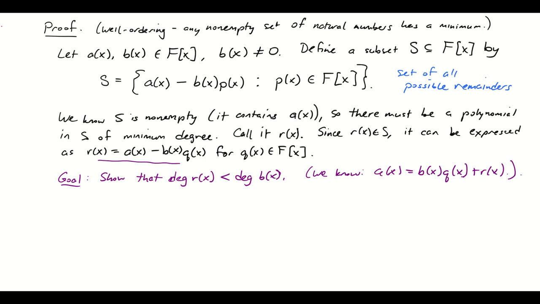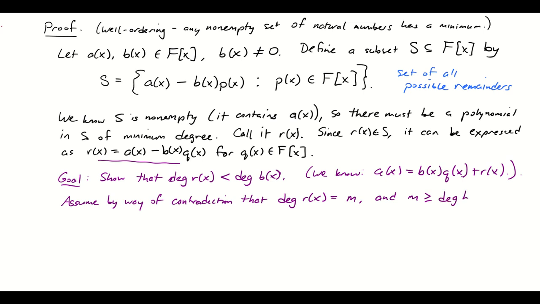All right, so our approach is going to be, assume that that's not the case. So assume, by way of contradiction, that the degree of r of x is equal to m, and m is greater than or equal to the degree of b of x. And let's also let the degree of b of x equal n. Okay, so in other words, m is greater than or equal to n.